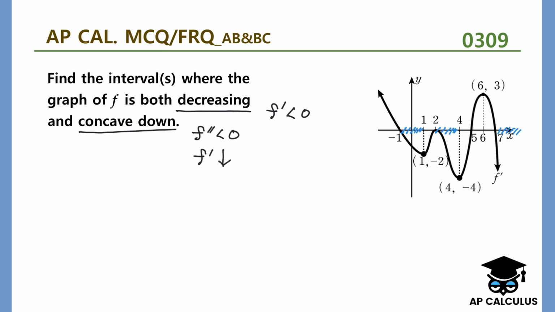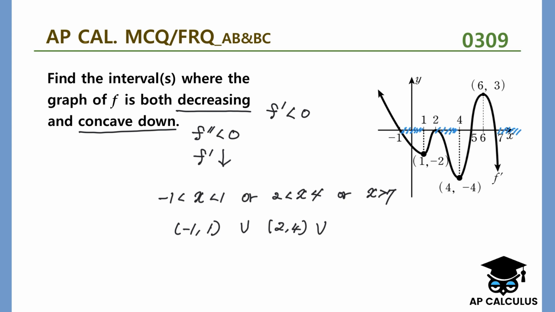So the answer must be x must be between -1 and 1, right? Or 2 to 4, right? X is between 2 and 4, or we can have x greater than 7. In interval notation, we can write -1 to 1, and 2 to 4, and greater than 7, that's from 7 to infinity. That's interval notation. Okay?